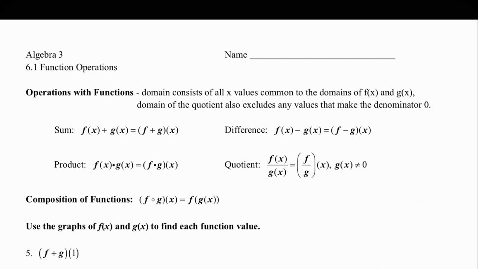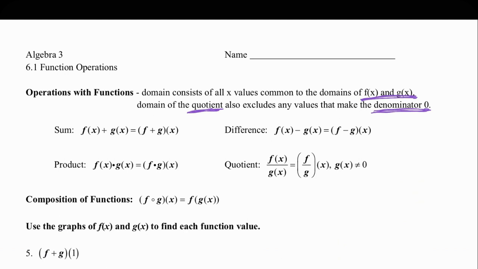So operation with functions, we do need to be a little careful. When we're operating with functions, the domain consists of all values common to both the domains of f of x and g of x. So basically, any functions that we combine together, we have to be cognizant of the domains of both functions. And then we also need to be careful that when we're dividing, when we're doing a quotient, we're excluding anything that's going to make that denominator 0, because dividing by 0 would give us something that is undefined.